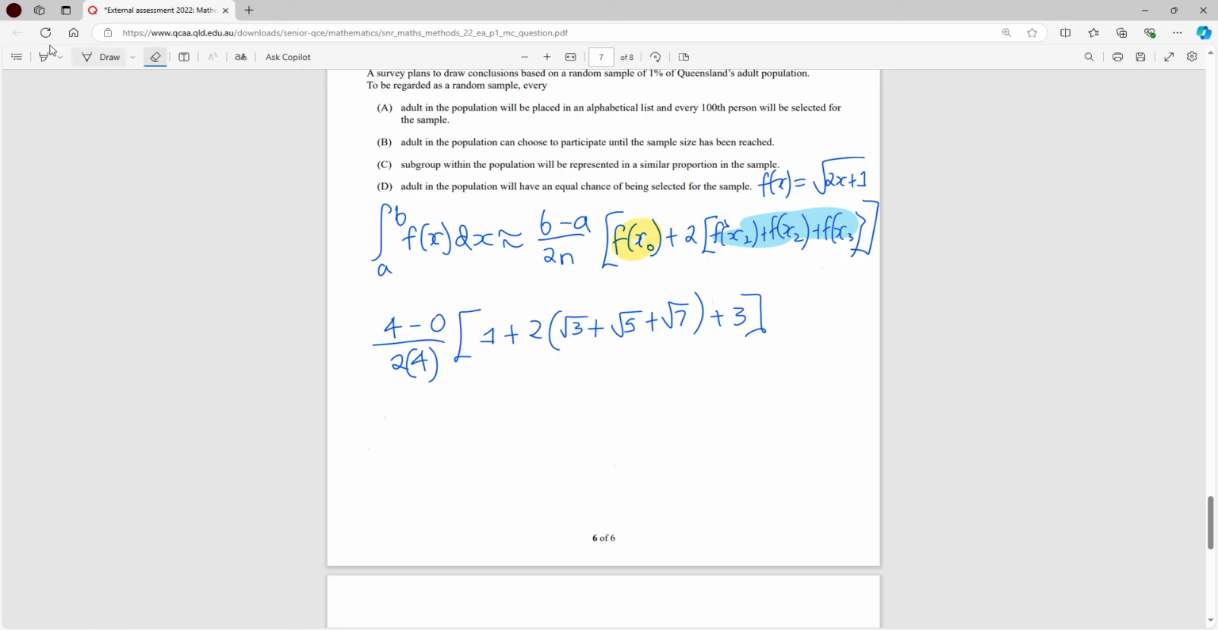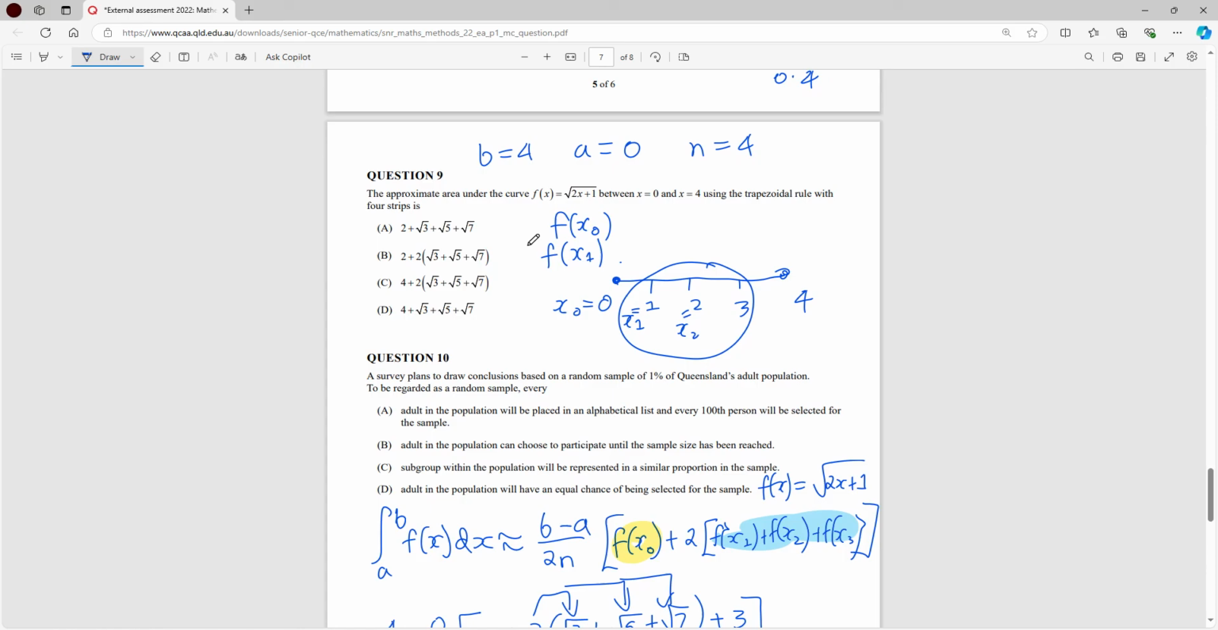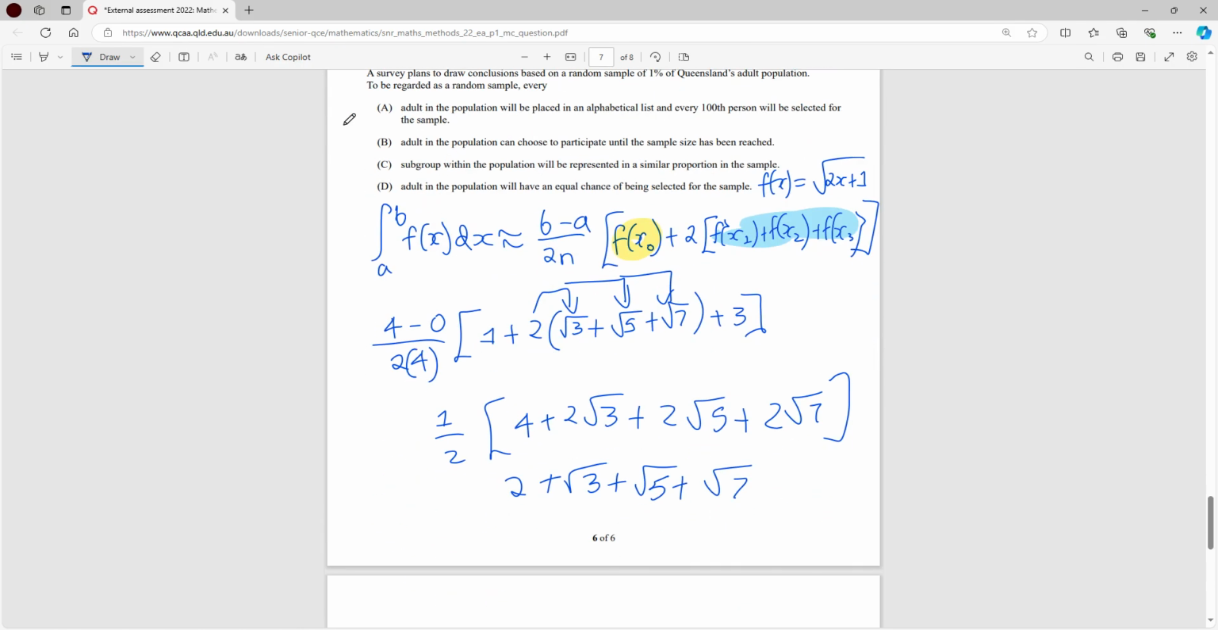So on the outside, you're going to have a half because you had 4 divided by 8, so you have a half. Then you're going to have 1 plus 3, which gives you 4. Then you're going to have 2 root 3 plus 2 root 5 plus 2 root 7. So all I did was distribute that 2 to each of these terms here, okay? Now I'm going to distribute the half. So here I'm going to have 2, and that half will cancel out every single 2 here. So you're going to have 2 plus root 3 plus root 5 plus root 7, okay? So, see which one matches perfectly. I'm pretty sure A matches it. There we go, okay?